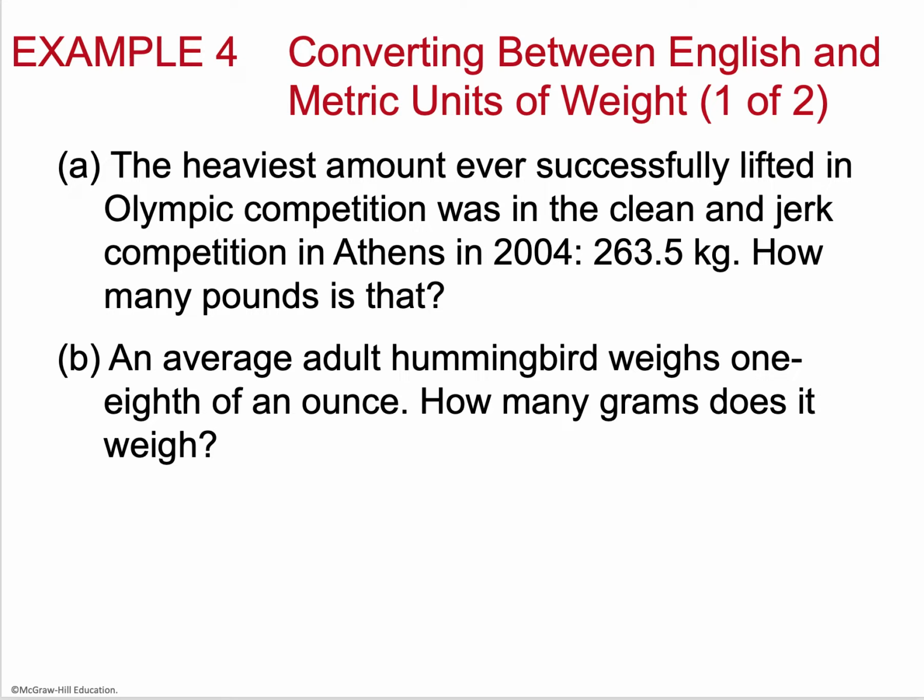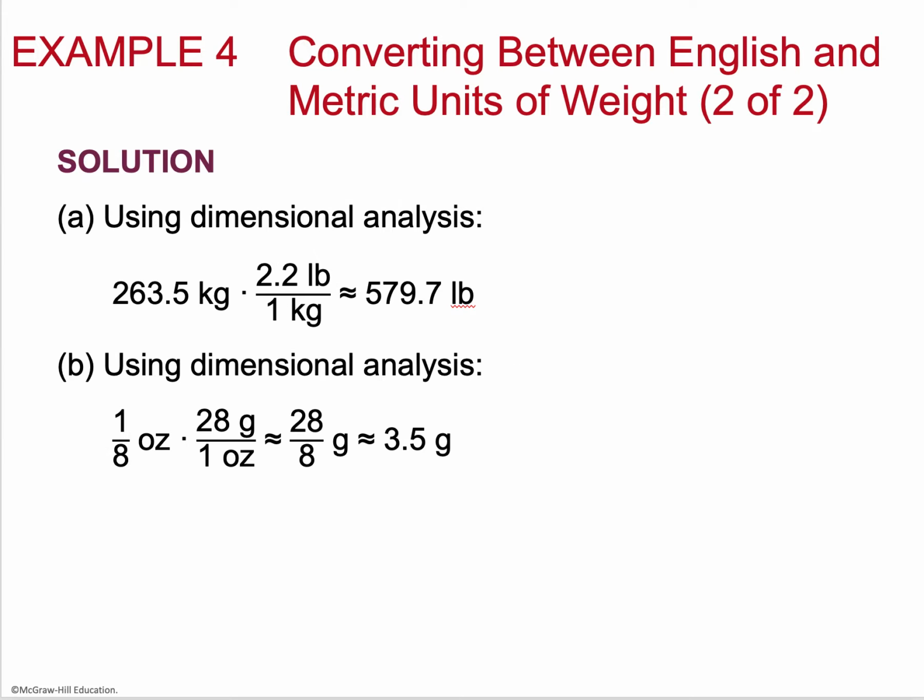And example 4, that's pretty easy. We're going to move on to going between English and metric units now. So the heaviest amount ever lifted in Olympic competition was 263.5 kilograms. Nobody knows what that actually is, so let's convert it into pounds so we can find out.